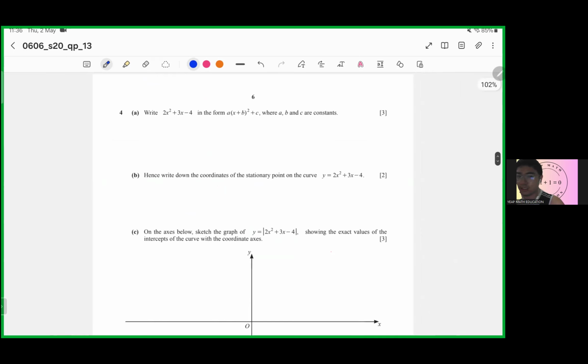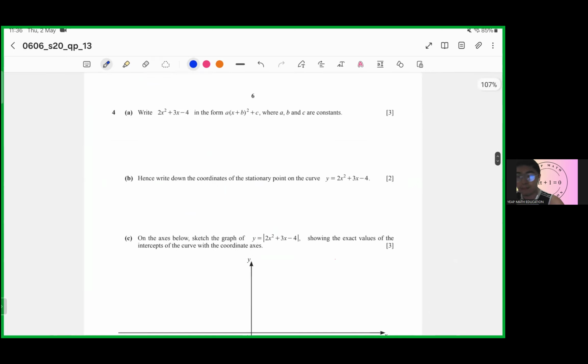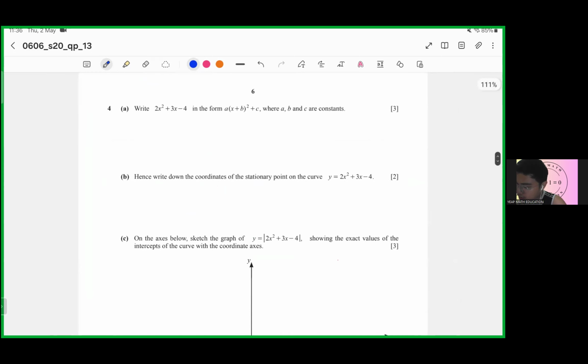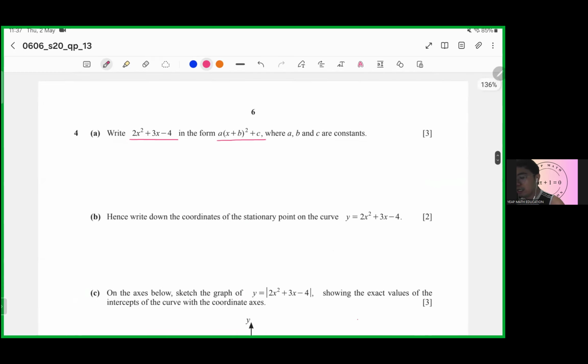Question 4 is related to the topic quadratic functions. Write 2x squared plus 3x minus 4 in this form, where a, b, and c are constants. Actually, in this question we need to use completing the square to solve it.